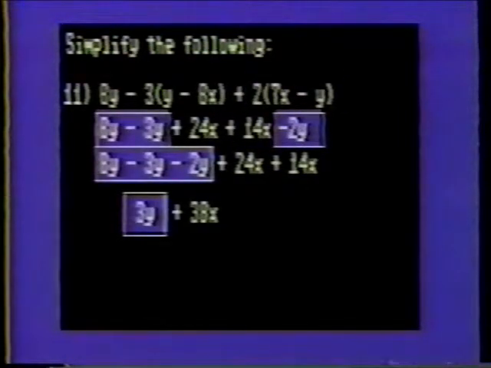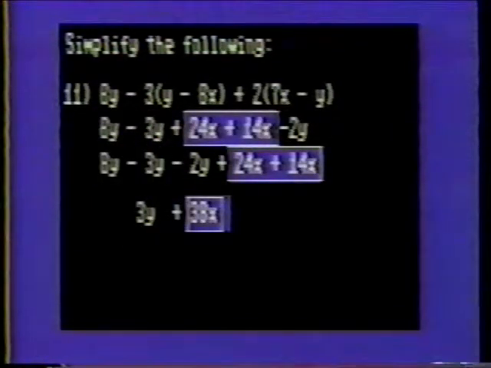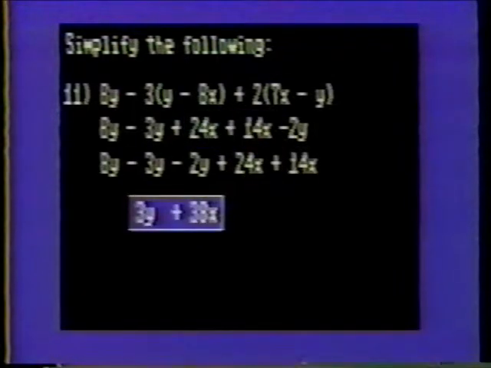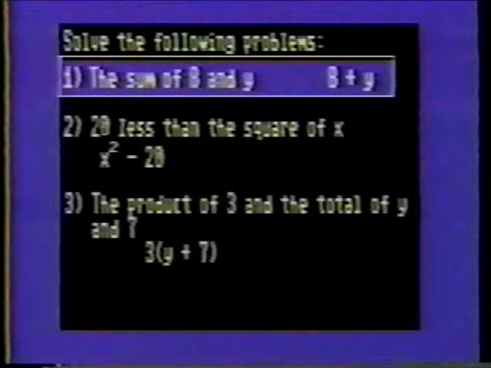In order to further simplify this problem, we must group all the like terms together and perform the indicated operation. First, add the numbers with like signs. Thus, negative 3y plus negative 2y is negative 5y. 8 minus 5y is 3y. 24x plus 14x is 38x. The final solution is 3y plus 38x.